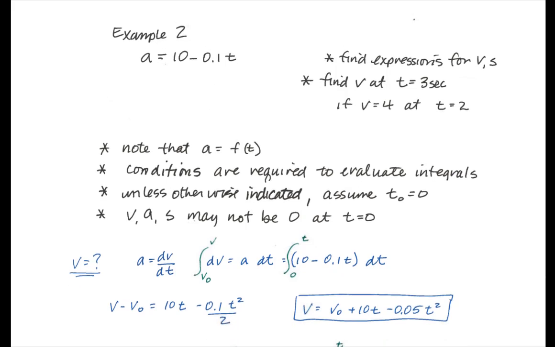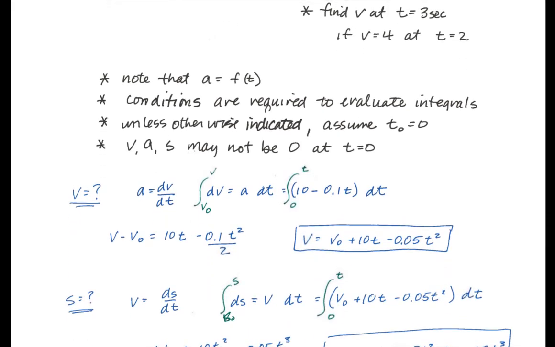Anyway, you can do that integration, you can see how it works, and then you can get an expression for velocity. If I want to find an expression for position, I might start with v is equal to ds/dt. ds would be equal to v dt. Now that I have an expression for velocity, I can just plug that into this part.